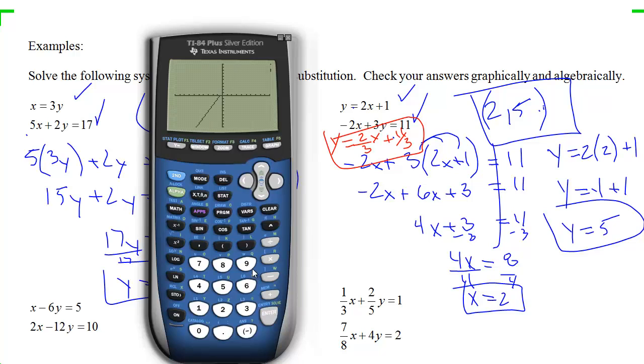And we'll graph it. And it should occur somewhere right about here. I see it does. I can double check it again on the table. Second graph, 2, 5 looks good. I can also make the calculator calculate it. Second trace, that's the calculate function. Number 5. Enter, enter, enter, and there we see it again.